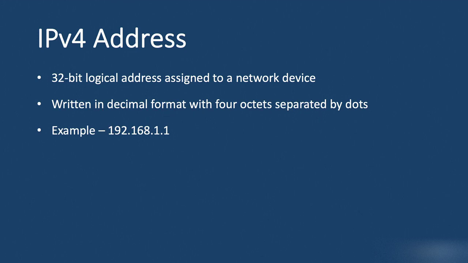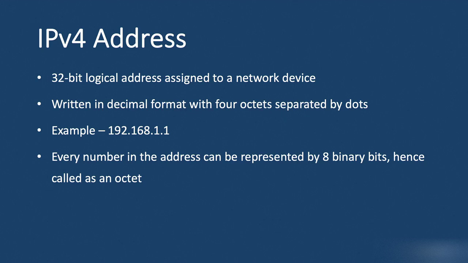192.168.1.1. Every number that you see in the address can be represented by 8 binary bits, hence we call it an octet. So we have 4 octets. Each octet can be represented by 8 binary bits, so we have a 32-bit address. When we say 32-bit, there are 32 binary bits in there, and we know that every binary bit can have a 0 or a 1. So that's why the total number of possible IP addresses is 2 power 32.